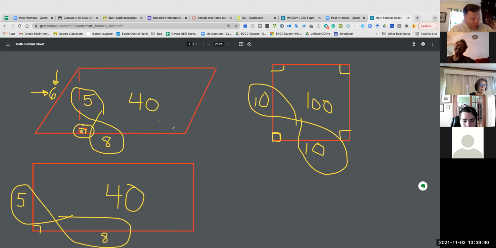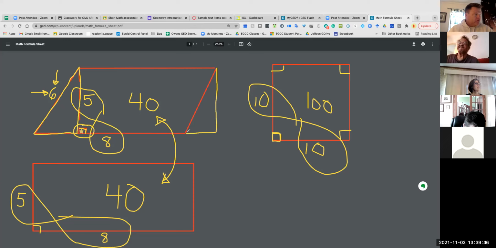Now, even though I didn't draw them to scale, how are they the same? Let's say I did. And this is how. If you break off this triangle spot and put it over here, then you just made a rectangle. And that's why they're the same.